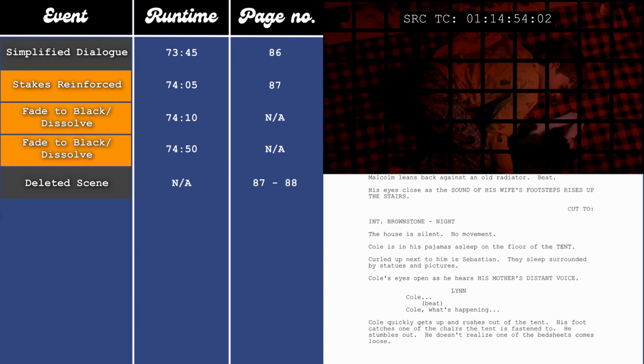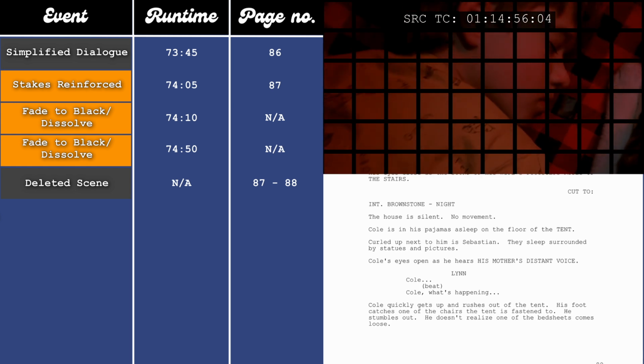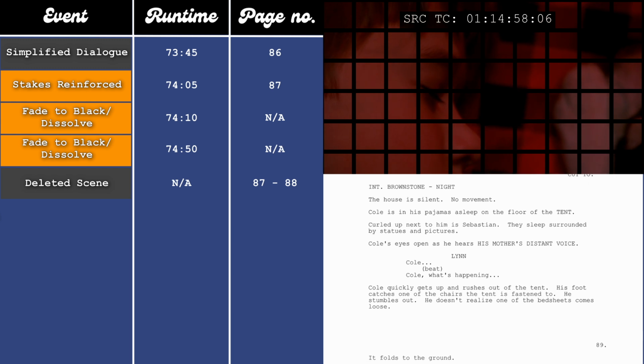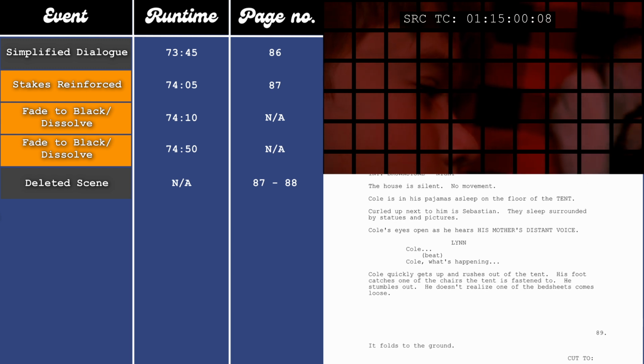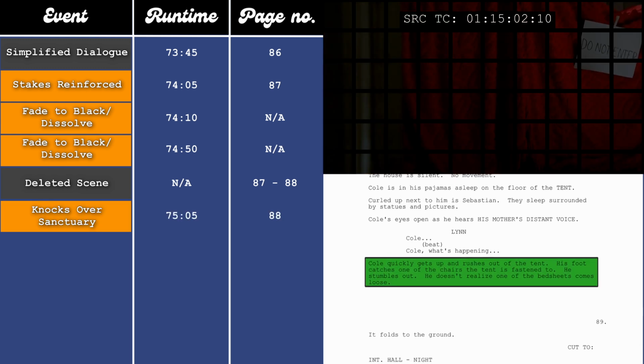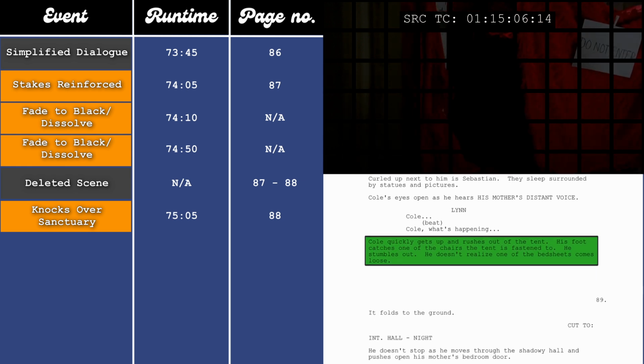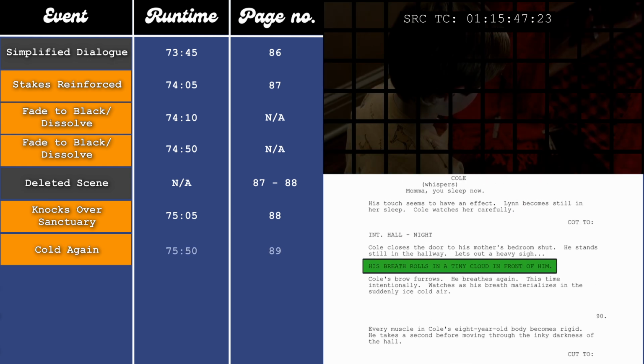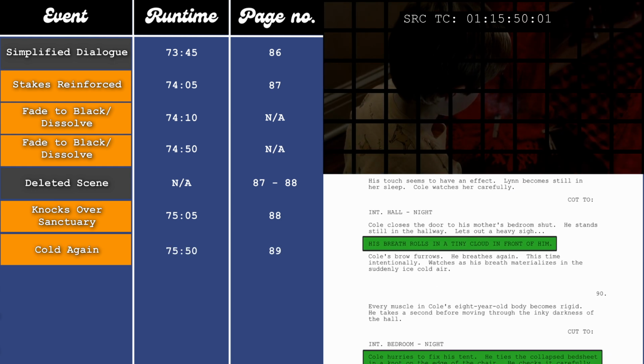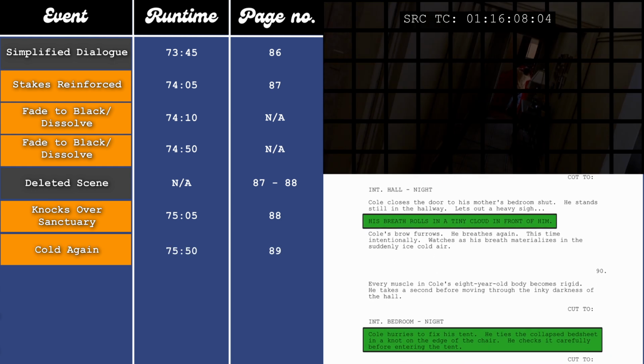At the 75-minute and 10-second mark, which is page 88 in the script, Lynn shouts out for Cole in her sleep, and Cole jumps up to go check on her, inadvertently knocking over his refuge in the process. When he comes back, he can see his breath, and he rushes to rebuild his fort, but something may have already found its way inside.